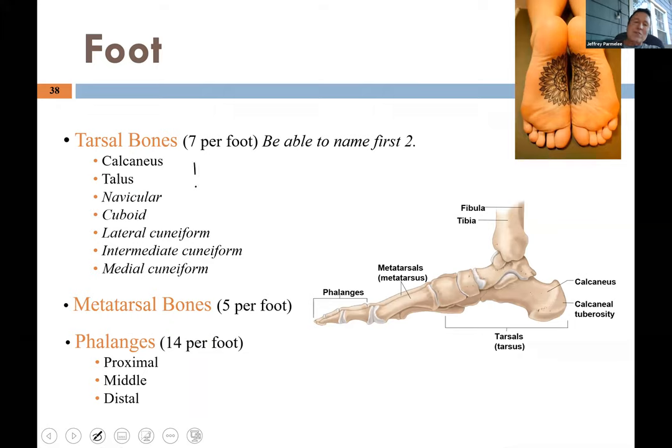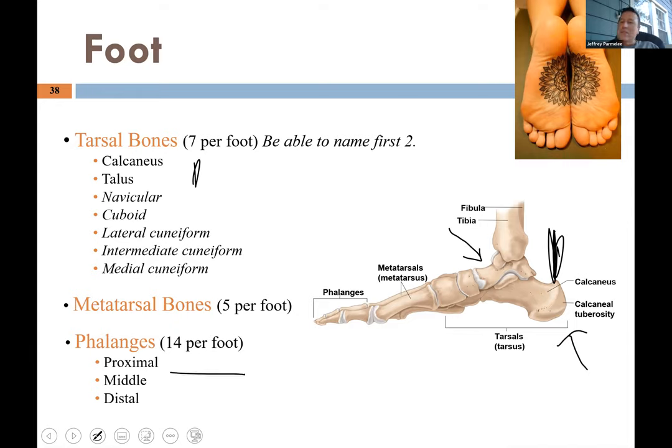So I do have you learn two tarsal bones: the calcaneus, or your heel bone, and we'll see your Achilles tendon, also called the tendocalcaneus, which attaches your calf to that heel bone. And then the talus holds all your weight, transferring it from the tibia to the rest of the foot. Again, phalanges are identical to the hands, there are 14 of them. Metatarsals 1 through 5. Got it.